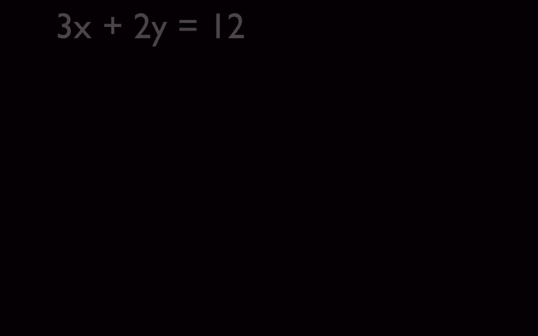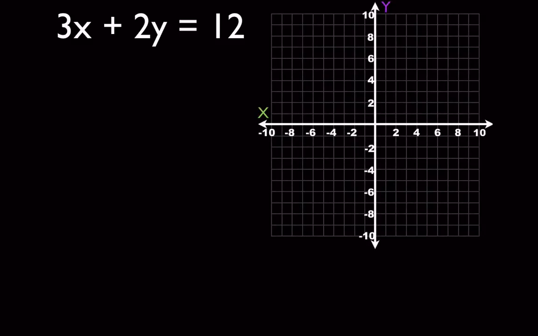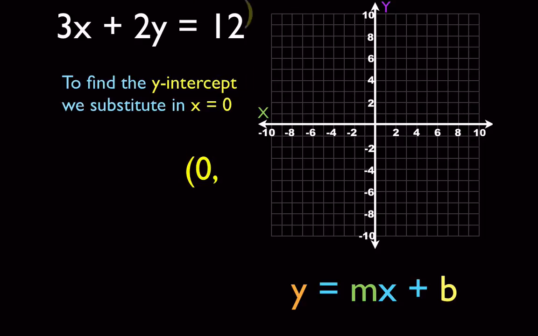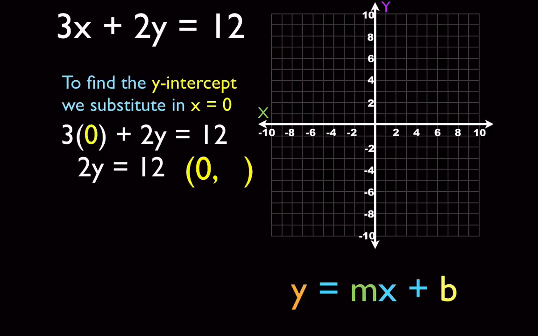Okay, so now let's put it all together. Let's go ahead and graph this problem here. So 3x plus 2y equals 12. First thing I need to do is determine my y-intercept. Just like before, I need my starting point. So to do that, I'm going to cover up my x value and solve the problem. And I get y equals 6. I can now go ahead and plot that on my graph and move on to my slope.